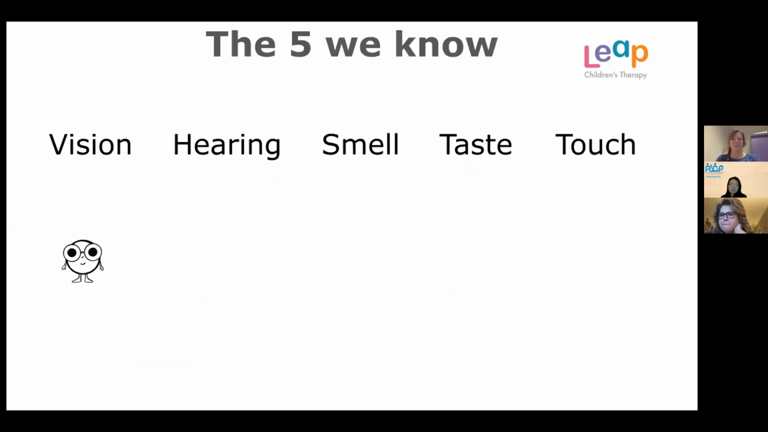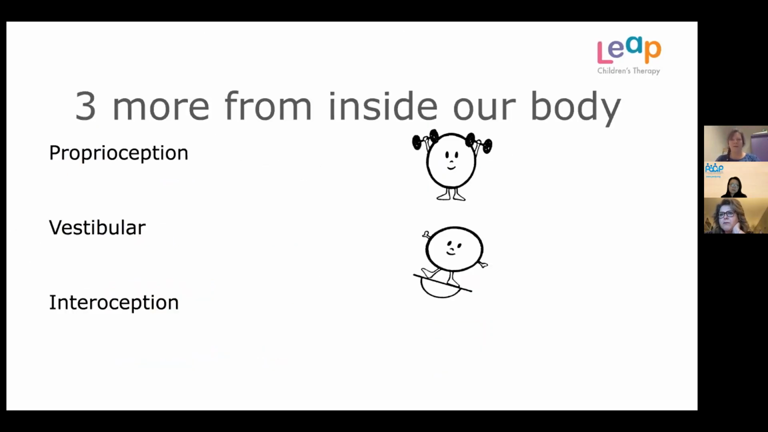Okay, so the 5 you know, and then you've got 3 more from inside your body. The third one's so new that I haven't even drawn a Mr. Man for it. So, okay, you have your proprioceptive sense, your vestibular sense, and your interoceptive sense.